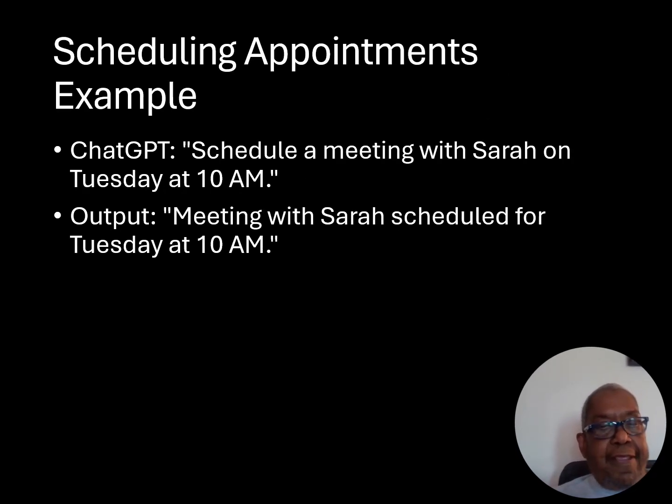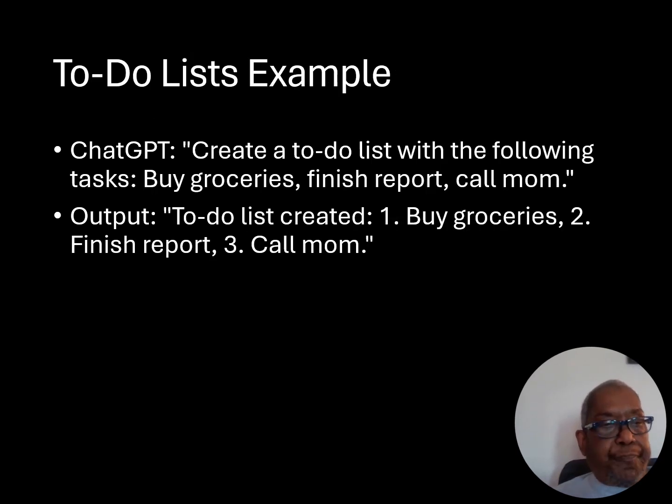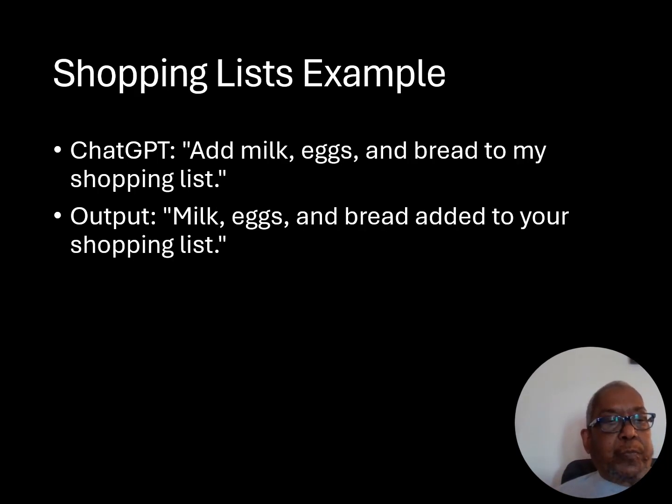Schedule appointments. Schedule a meeting with Sarah on Tuesday at 10, and it'll schedule a meeting in your calendar. Create a to-do list with the following tasks: buy groceries, finish report, call my mom, and it'll create that to-do list for you. Here's an example of creating a shopping list.